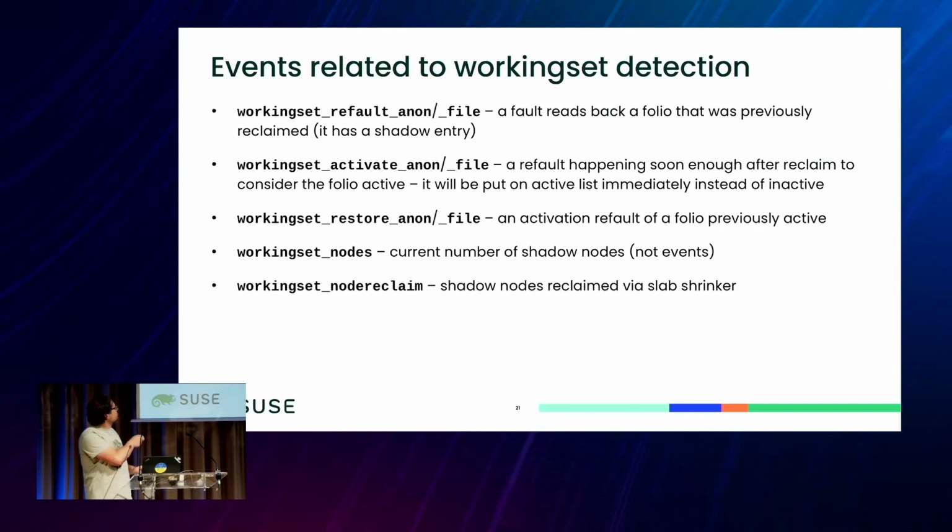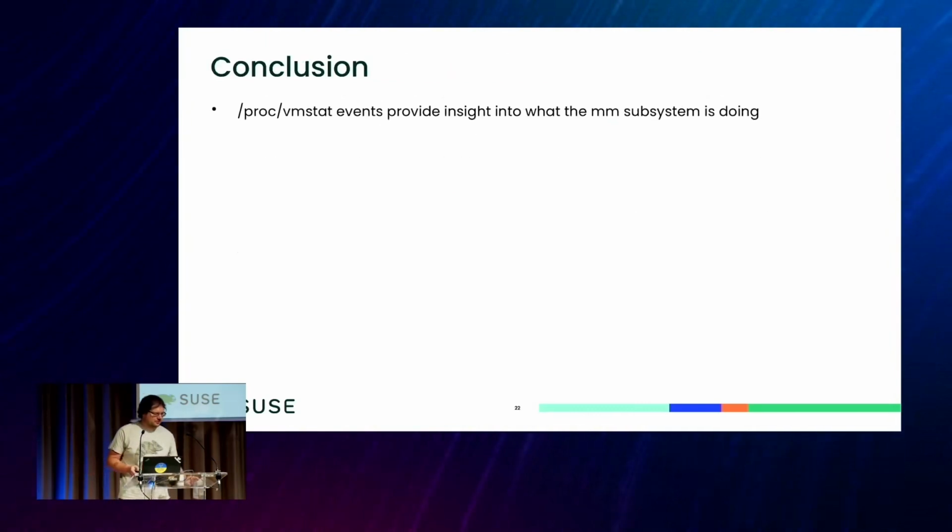And yeah, we also track how many nodes we need in Xarray just to store these shadow entries, and whether sometimes they need to be reclaimed because we are occupying some memory to make the reclaim of the other memory more effective. So that's the trade-off here.